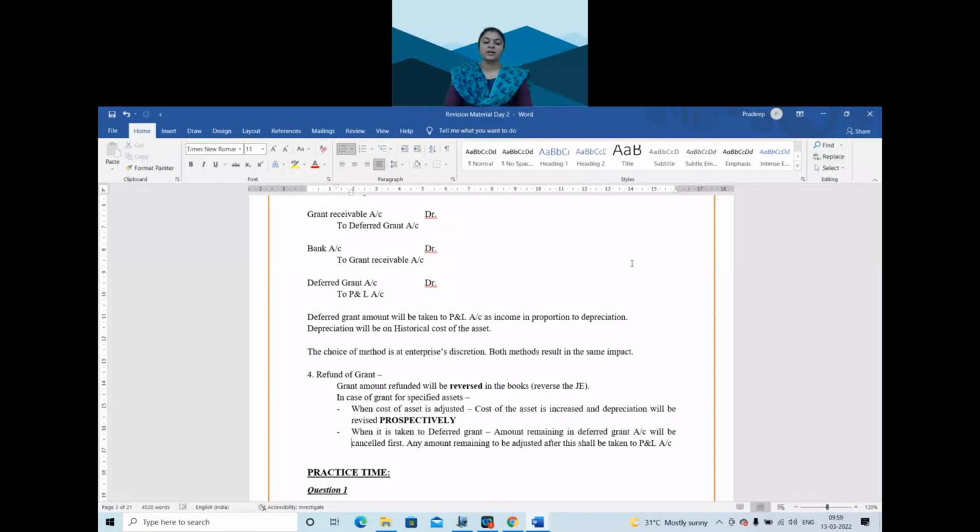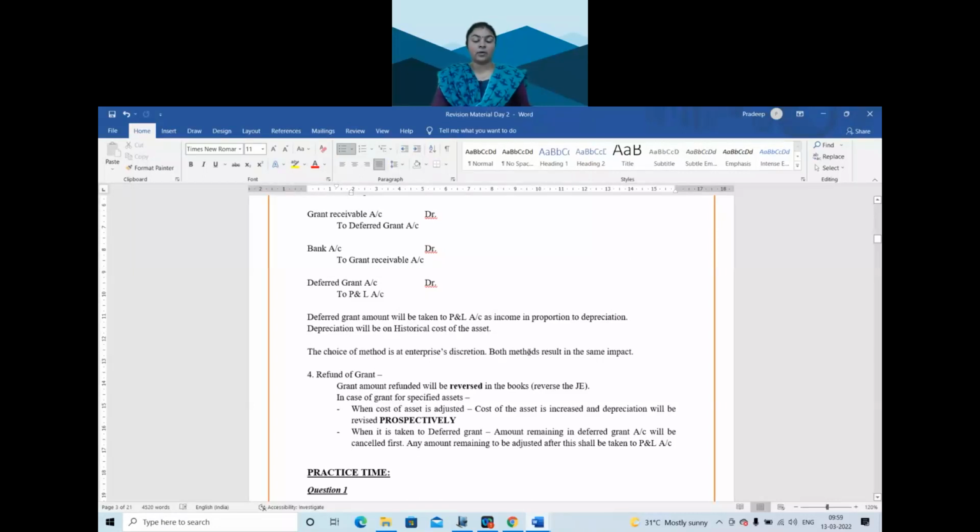When it is refunded, the entry will be reversed. So if originally you have recorded it as grant receivable to capital reserve, now it will be capital reserve to grant payable, or capital reserve to cash and bank. If it is P&L, originally grant receivable to P&L, now reverse: P&L to grant payable or grant refundable. Okay, so the journal entry is going to be reversed in the books.